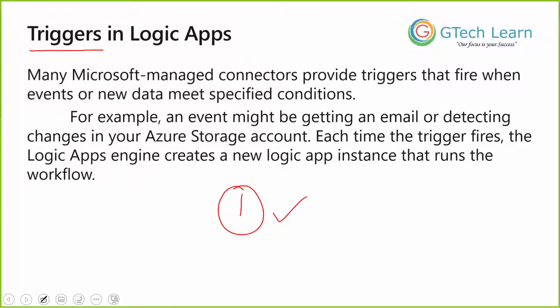Many Microsoft as well as non-Microsoft connectors provide triggers that fire when something happens, when any event happens, or when new data meets a specified condition. For example, you might be getting an email, or you might want to detect some changes in your Azure storage account. Each time the trigger fires, the Logic Apps engine creates a new Logic App instance that runs the workflow and does the required jobs and actions. So a trigger will always be the starting point in your Logic Apps.